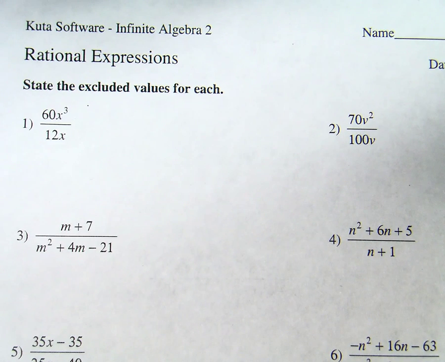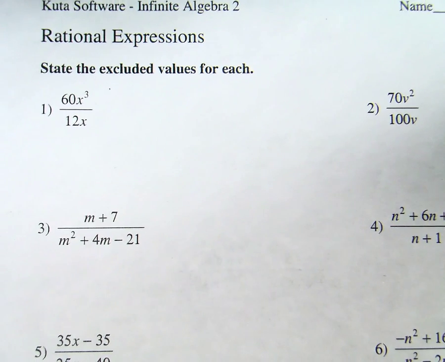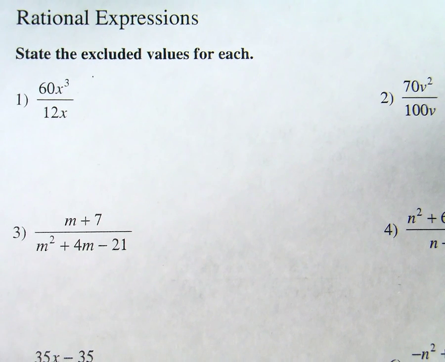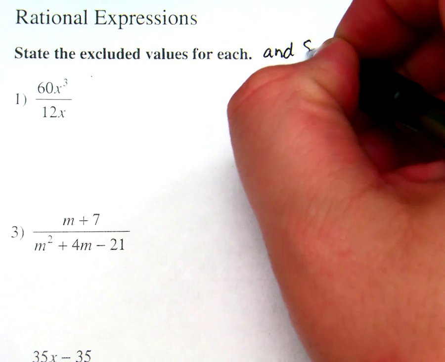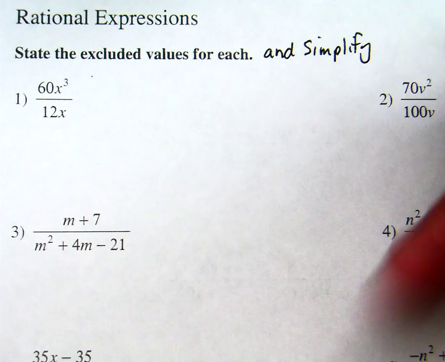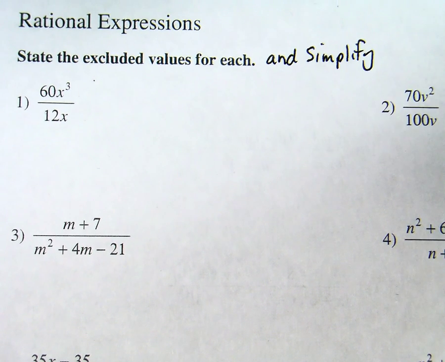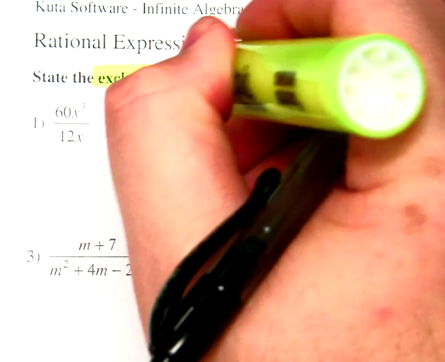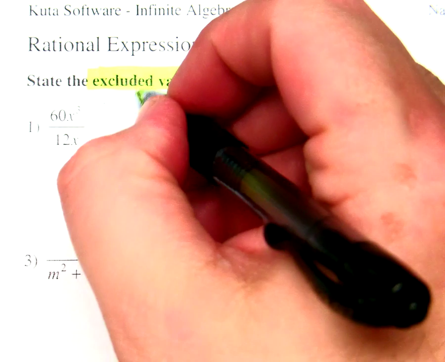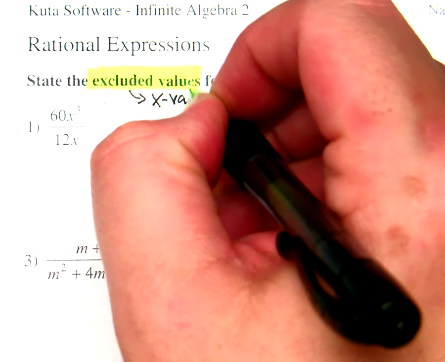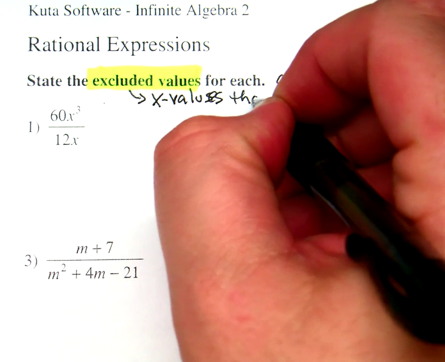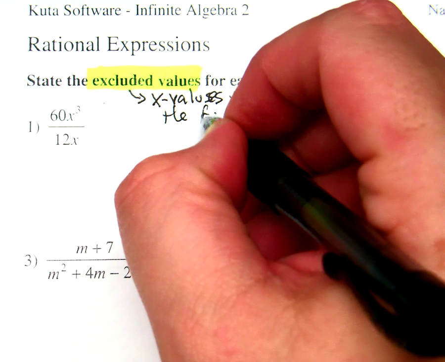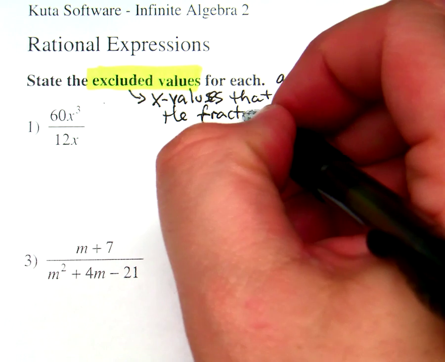And we're going to multiply and simplify here. Now, one thing that we didn't discuss yet is this idea of excluded values. And when it talks about excluded values, it's going to be x values that make the fraction undefined.